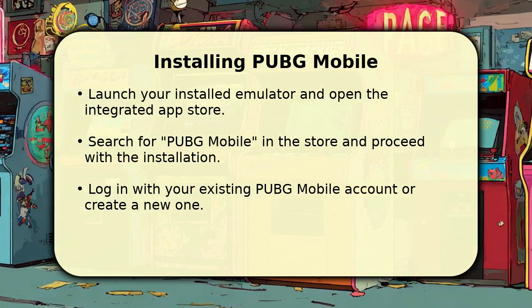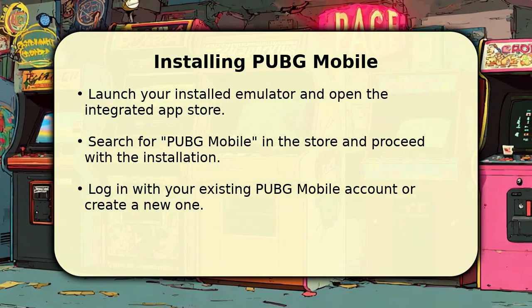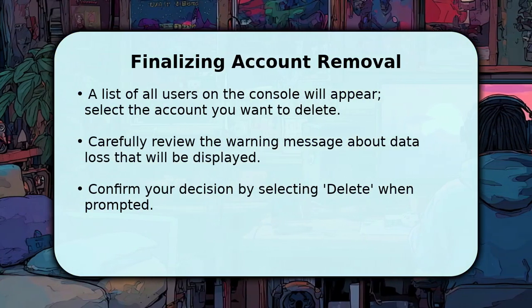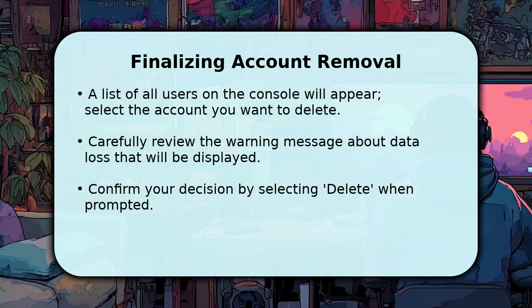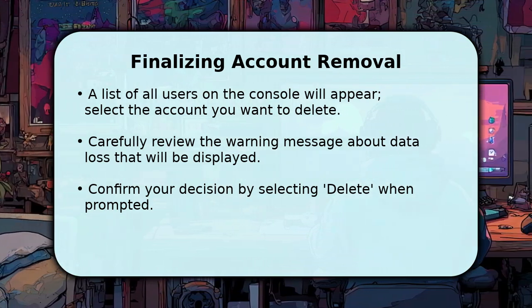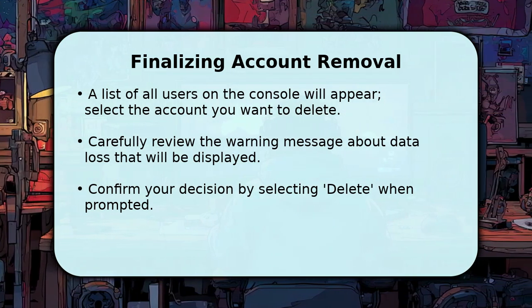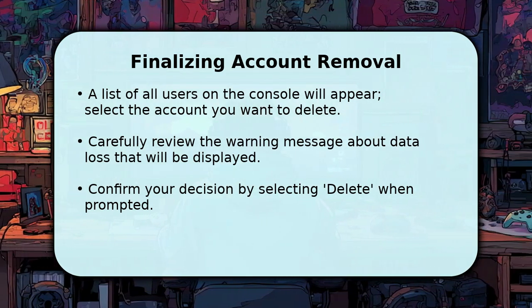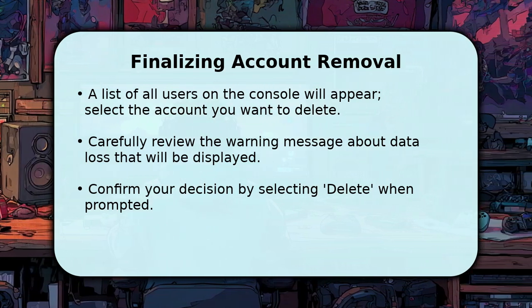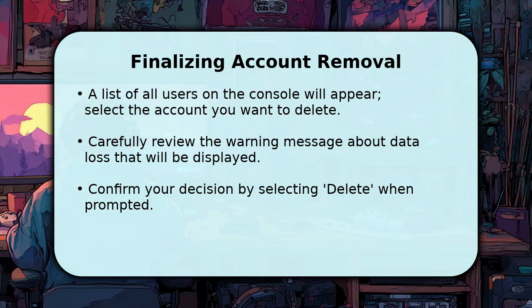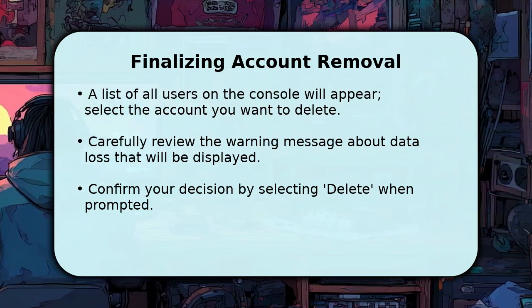On the next screen, you will see a list of all user accounts currently on your console. Select the specific account you want to delete from this list. A critical warning message will appear, detailing all the data that will be permanently removed. Read this carefully to ensure you understand the implications. Confirm your decision by selecting Delete once more. The system will then process the account removal, which may take a few moments before the console restarts.